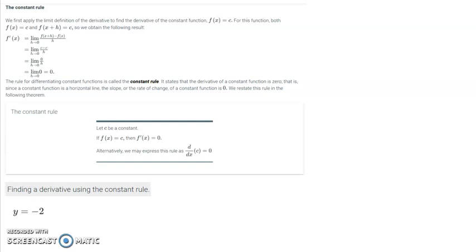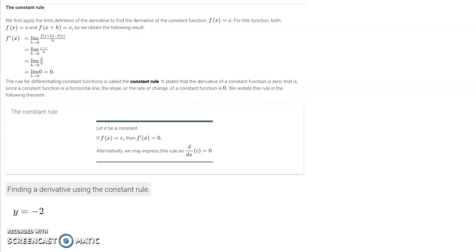Let's go ahead and take a look at a couple of the derivative rules. The first one is going to be the constant rule. We know that the derivative of a constant function is going to be 0. When you think about your constant functions, those are horizontal lines, so the slopes of those lines are going to be 0. The rate of change of that constant function will be 0.